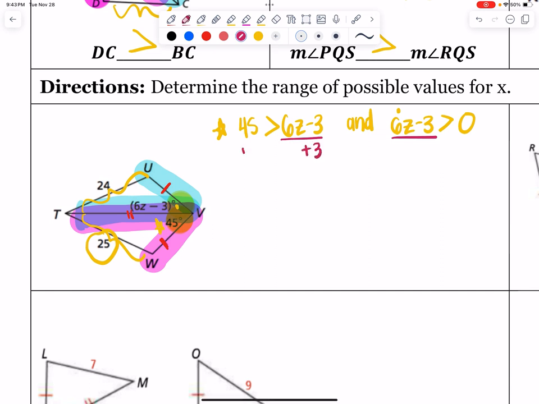We're going to add 3 to both sides. And so 48 is greater than 6z. We divide by 6 on both sides, and we get 8 is greater than z.